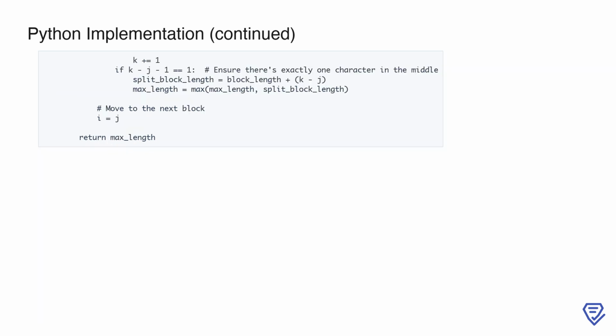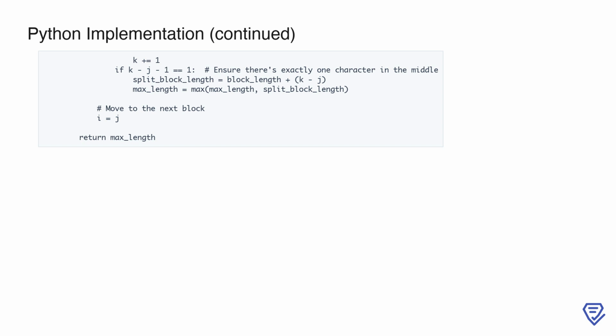Here, we continue by handling the case of split blocks, aiming to account for situations where one character separates two segments of the same character, like a_ba. To do this, we initialize k to j plus 1 and use another while loop to find the next contiguous segment of the same character beyond the split. This loop increments k until the character at k no longer matches current_char. Now, we check if the gap between the two blocks contains exactly one different character. This is validated by the condition k - j - 1 equals 1.